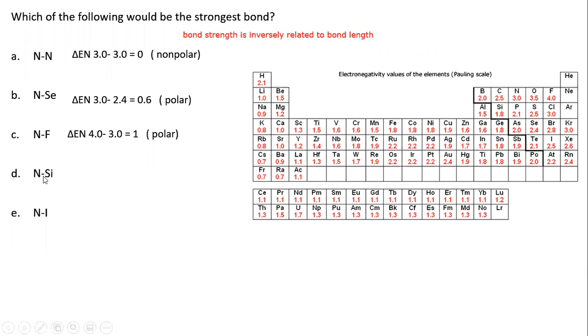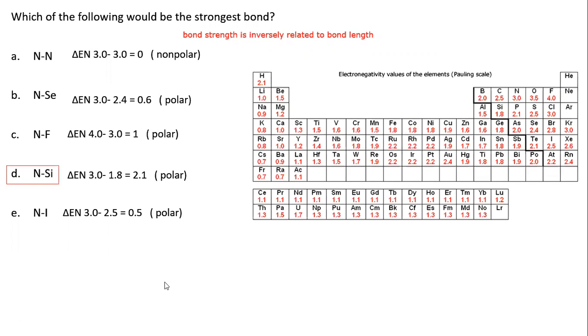But if we look at nitrogen and silicon, we see that the electronegativity difference is 2.1. And then finally, nitrogen and iodine is 0.5. So based on this, we can determine that the nitrogen-silicon bond is the most polar, therefore it's going to be the strongest bond. So that's the strongest bond.